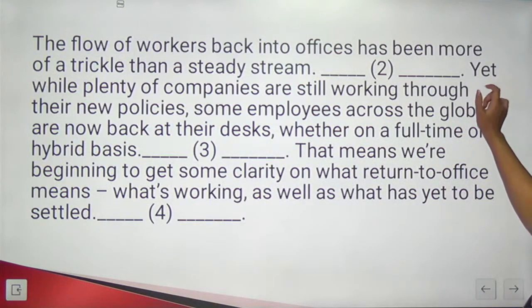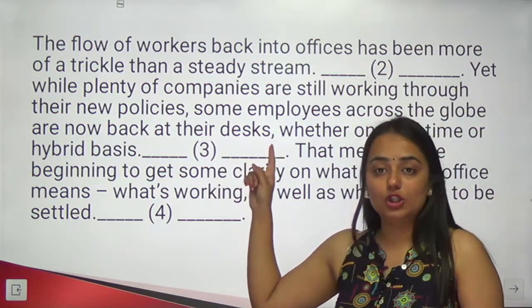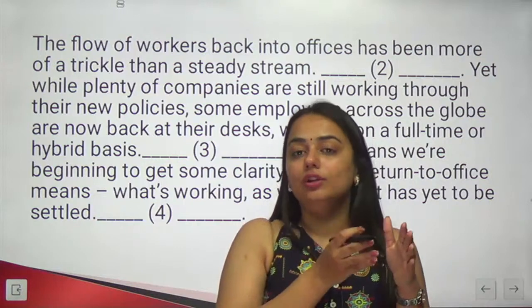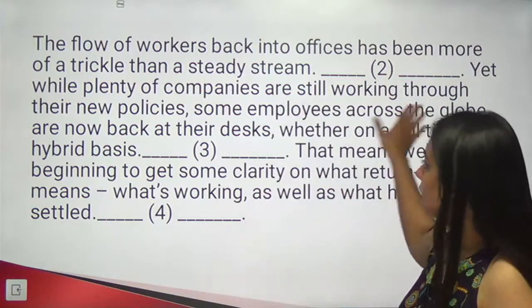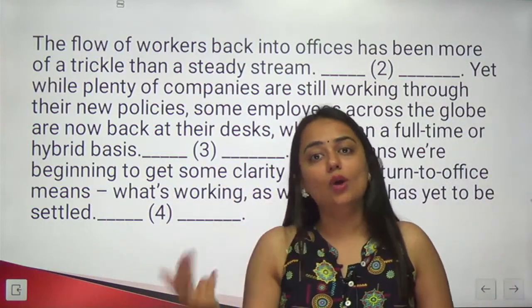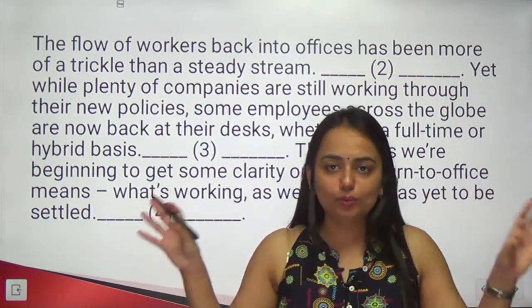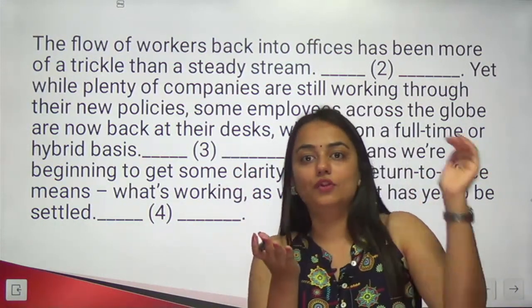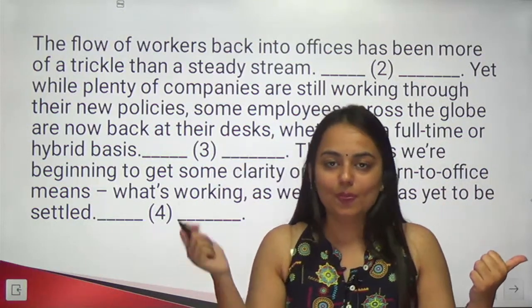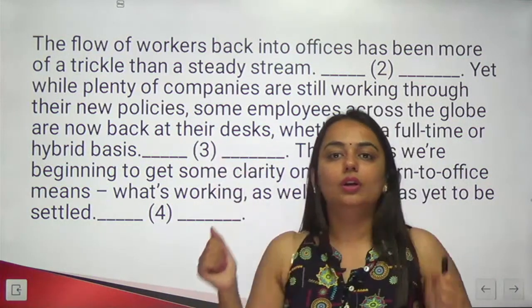And then you will say, yet while plenty of companies are still working through their new policies, some employees across the globe are now back at their desks. So isn't this a thought contrast? In the starting of the passage, the author was saying that it's not easy to convince the workers to come back in the offline mode, and all of a sudden after the yet, the tone is changed. Now he is saying that things have started normalizing. People throughout the globe are coming back to the offices. So there should be some sentence which marks the swift transition from that idea to this idea. The given sentence in the question provides that bridge for these two ideas to come together, right?